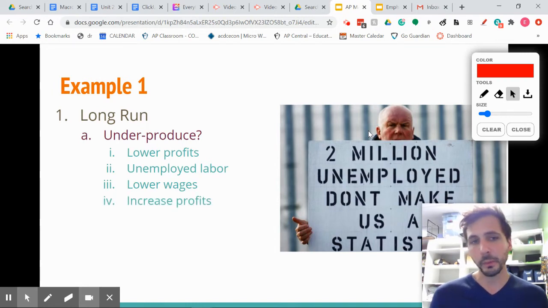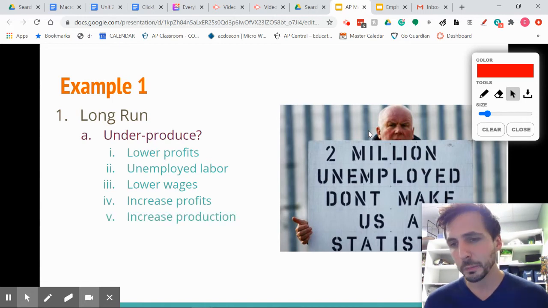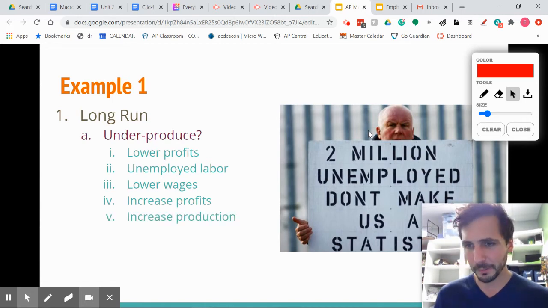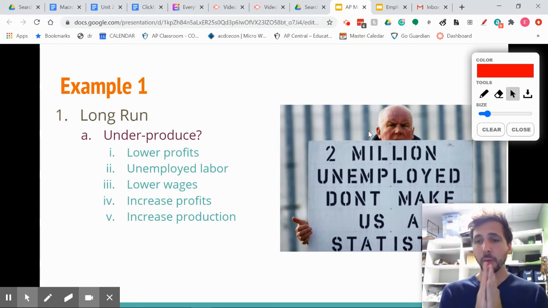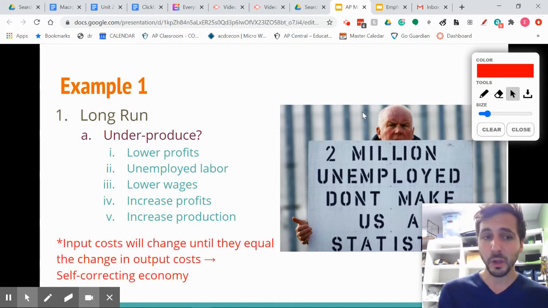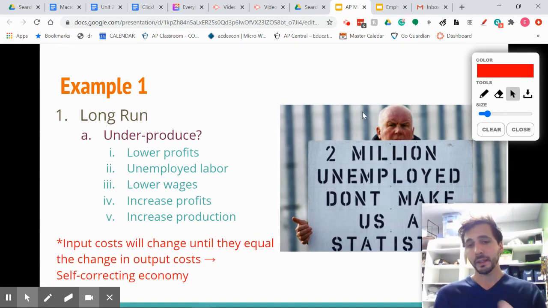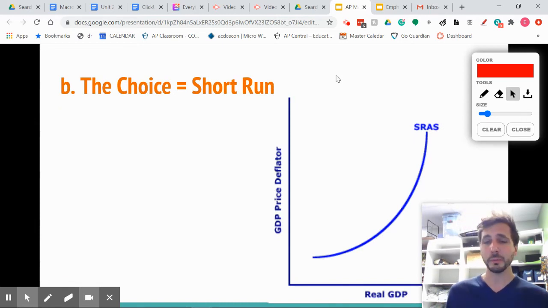So when they accept those lower wages, there's increased profitability. When there's increased profitability, you increase production back to full employment GDP. In other words, in the long run, recessions will eventually go away. Inflationary gaps will eventually go away and we will always produce at full employment GDP, which is indicated by long run aggregate supply. Input costs will always change to equal the change in output costs. Input costs and output costs will become the same again. And that self corrects our economy. If we just didn't get in the way, we would always be back at full employment eventually.